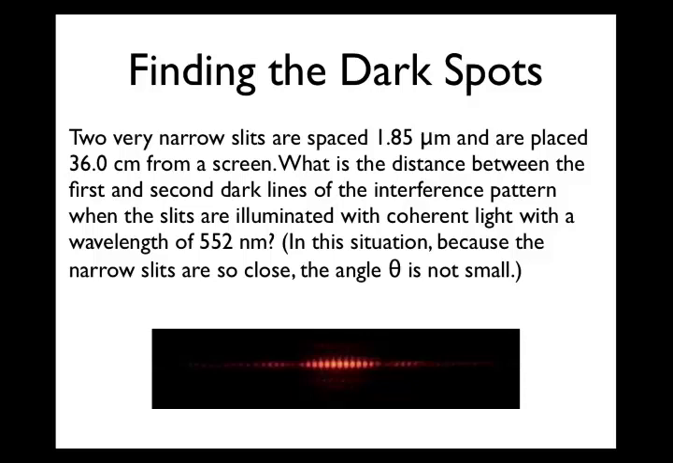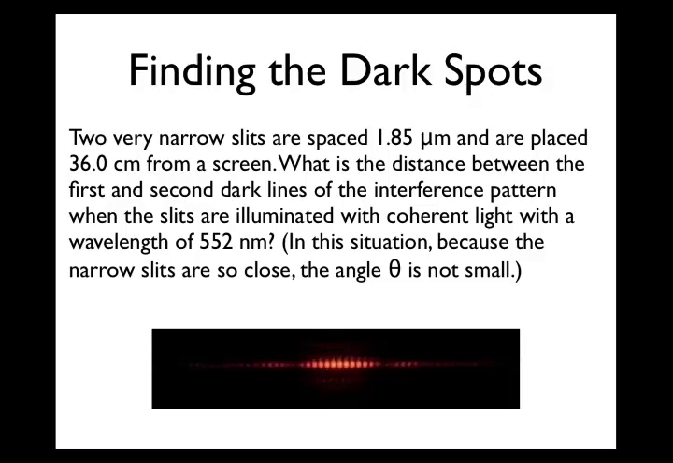So here's a quantitative practice problem. Two very narrow slits are spaced 1.85 micrometers apart and are placed 36 centimeters from a screen. What's the distance between the first and second dark lines of the interference pattern when the slits are illuminated with coherent light with a wavelength of 552 nanometers?